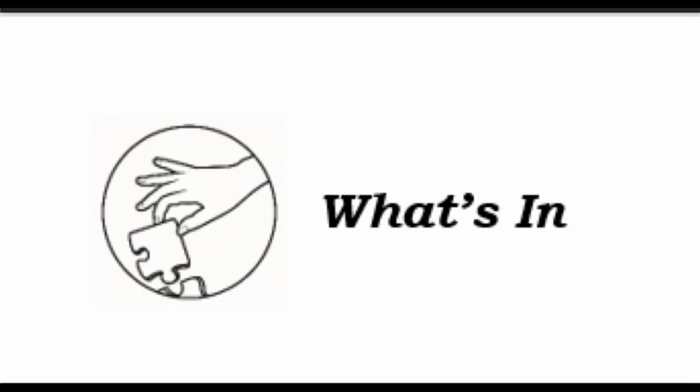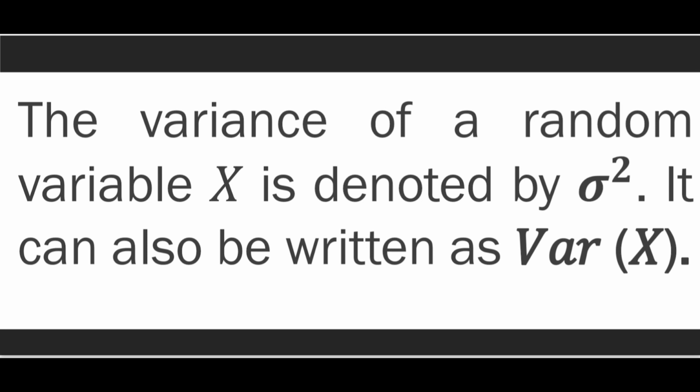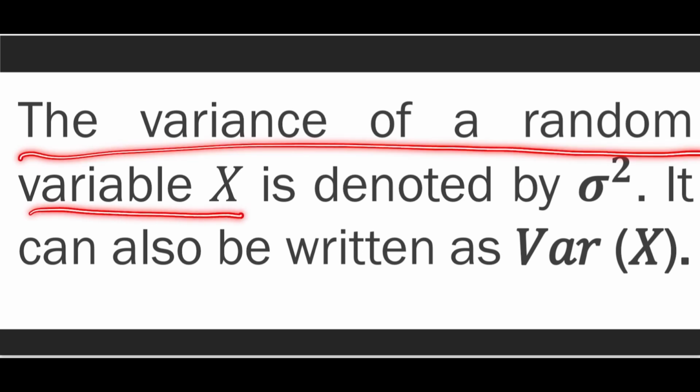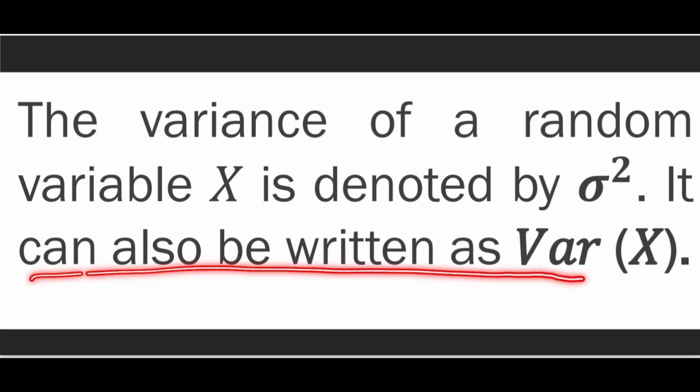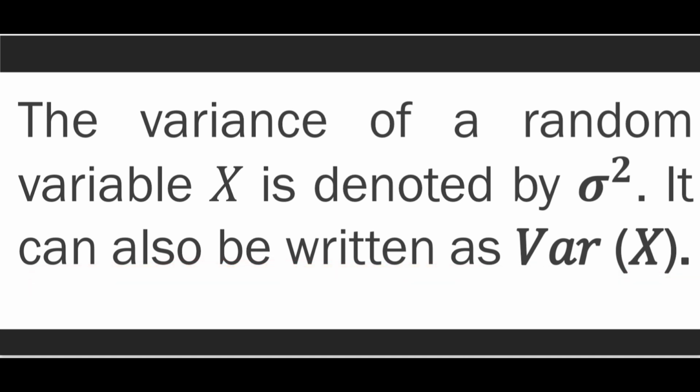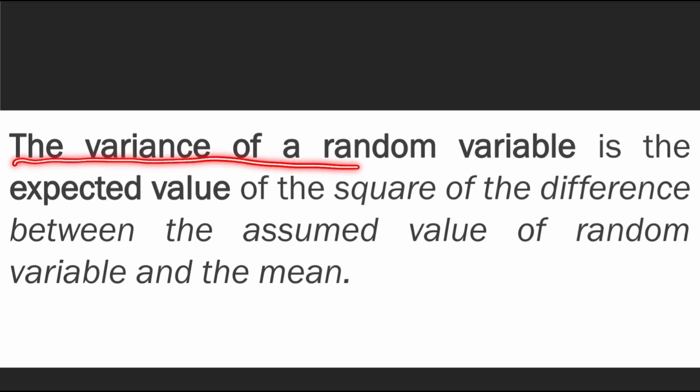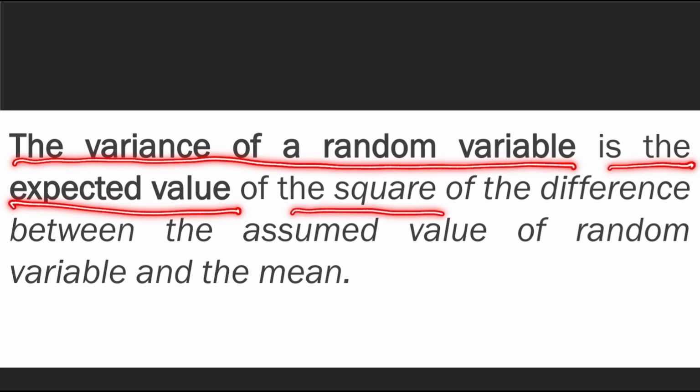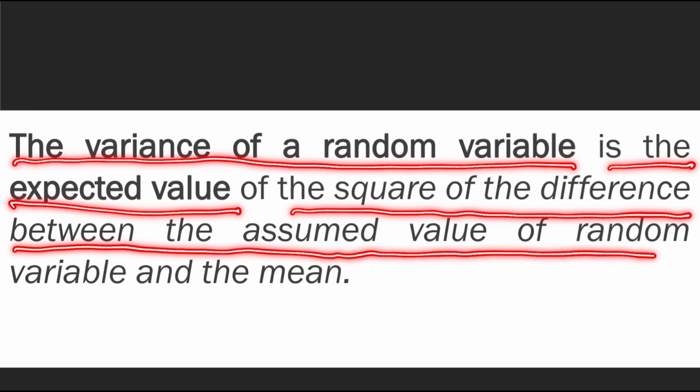To start our presentation, let's define the variance of a random variable x. The variance of a random variable, capital letter X, is denoted by small letter sigma squared. It can also be written as var of x. The variance of a random variable is the expected value of the square of the difference between the assumed value of a random variable and the mean.